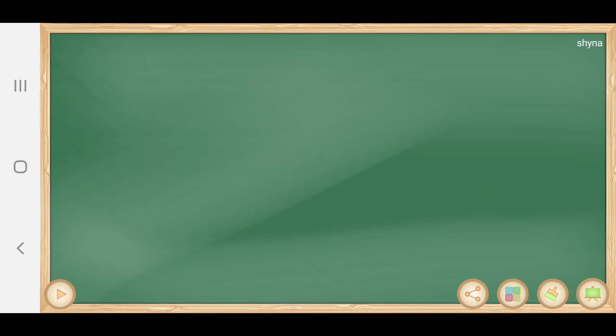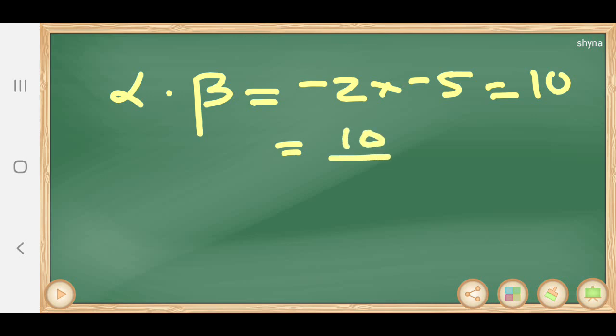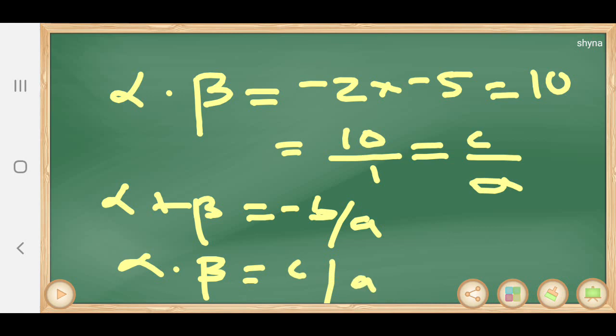Same, what is alpha into beta? Minus 2 into minus 5. What is minus 2 into minus 5? 10. Is it c by a? Yes, that is 10 by 1, which is equal to c by a. Then we can write alpha plus beta equals minus b by a, alpha into beta equals c by a. So, verified.